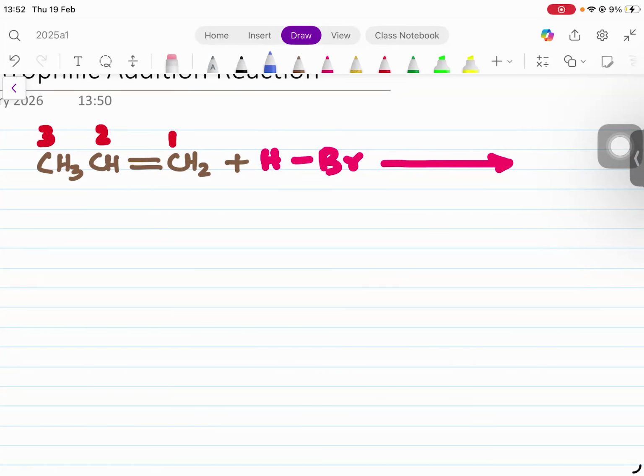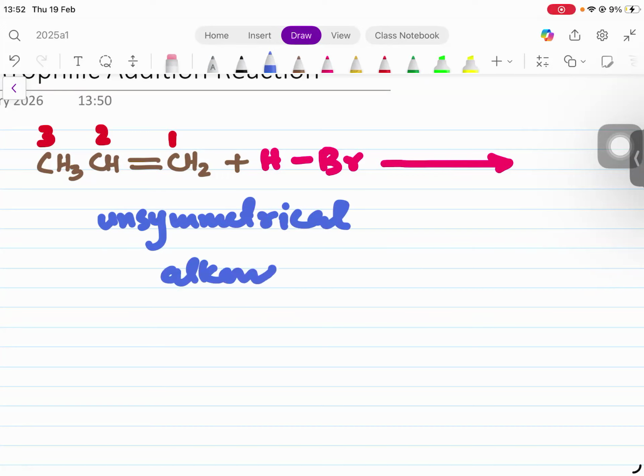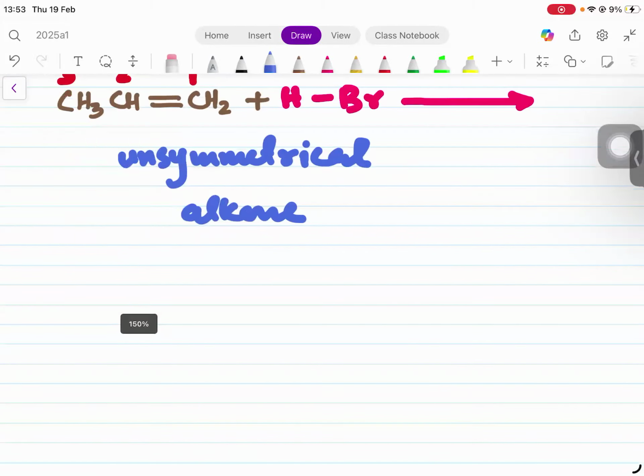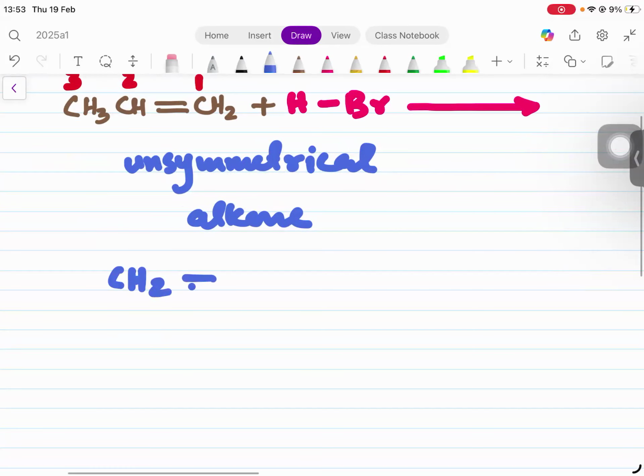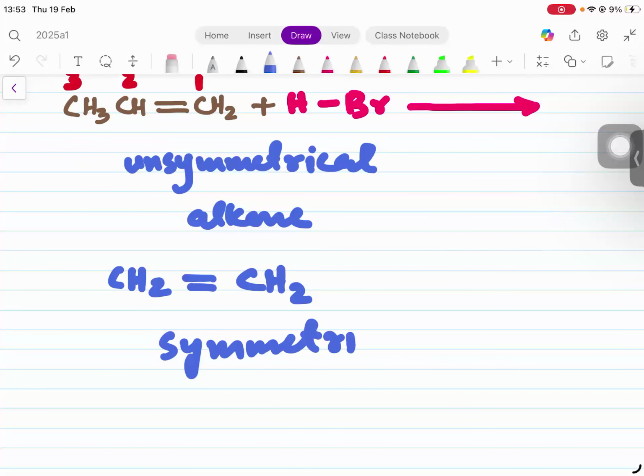Now, in this case, there are 2 cases because this is an unsymmetrical alkene. What is the meaning of unsymmetrical alkene? If the alkene has this kind of structure, where both double bond carbons have the same number of hydrogens attached, you call it symmetrical alkene. What do you call it? Symmetrical. But if it is having this kind of situation in which one carbon of the double bond has how many hydrogens? 2, and one has 1. So this is called what? Unsymmetrical.